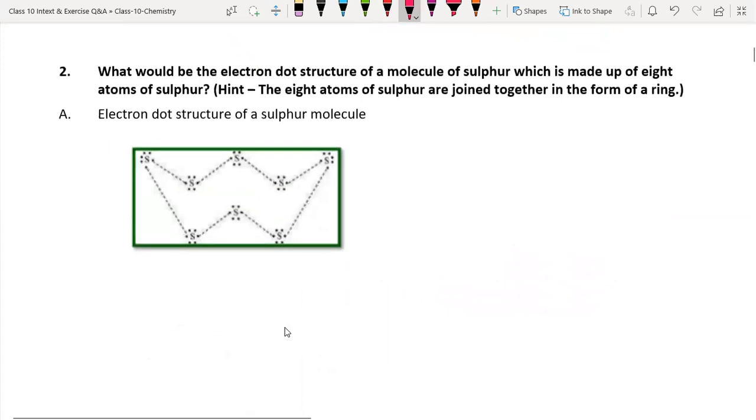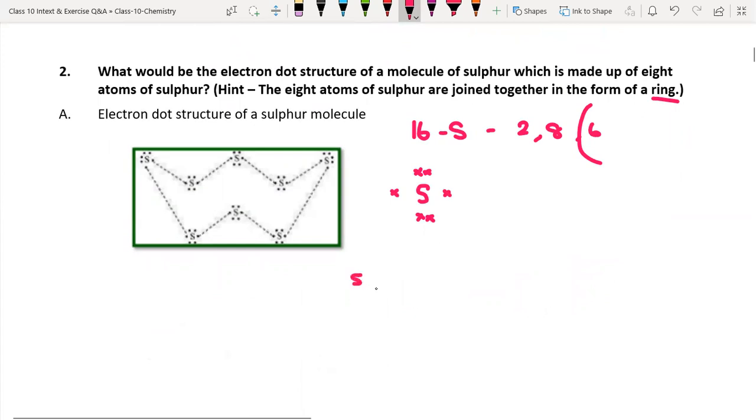Next question: what would be the electron dot structure of the molecule sulfur, which is made up of 8 atoms of sulfur? The hint they have given is that it will be joining together to form a ring. You see guys, sulfur's atomic number is 16. If you write electronic configuration, it is 2, 8, 6. Now 6 is the outermost orbit and this sulfur has 6 valence electrons. Now we can draw sulfur with 1, 2, 3, 4, 5, 6 electrons. Now you see they have given a hint, it can form a ring.